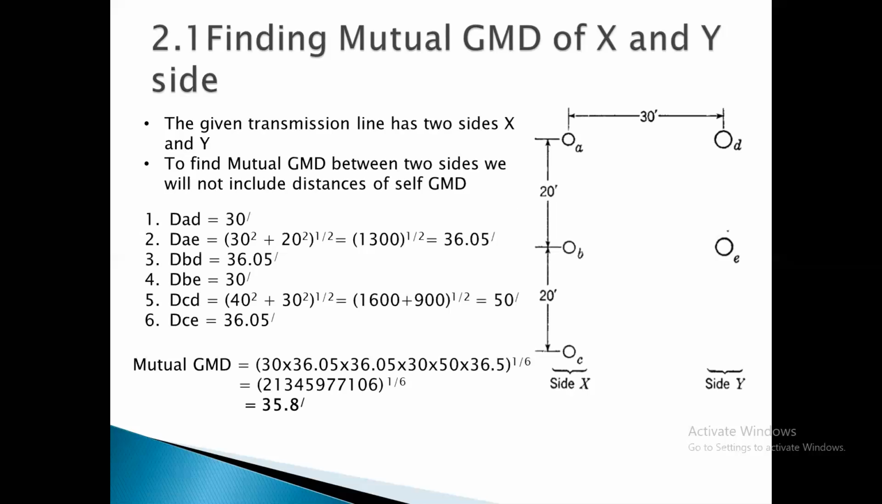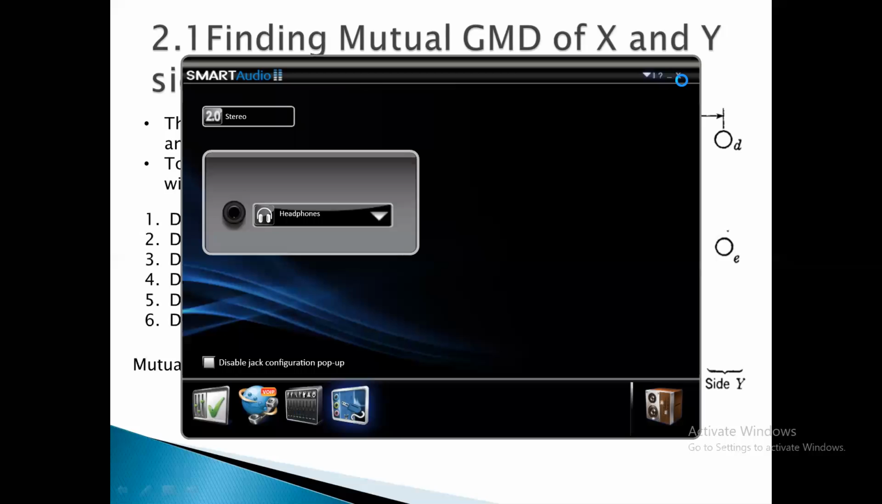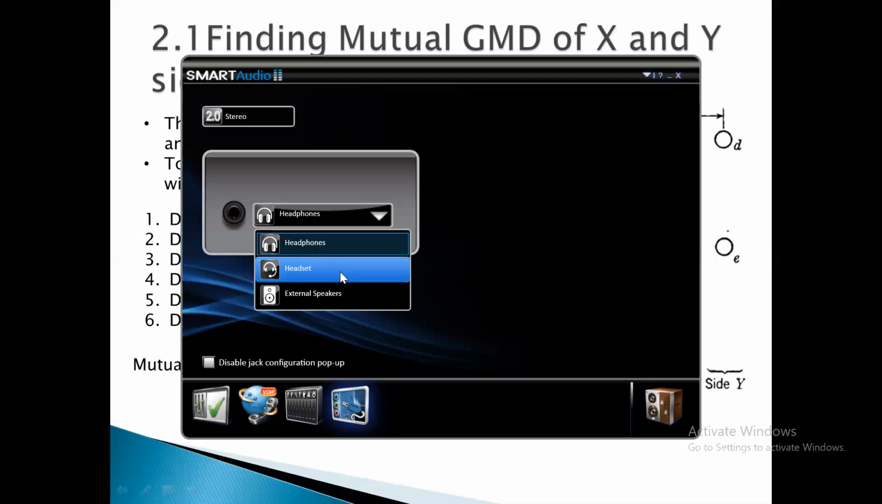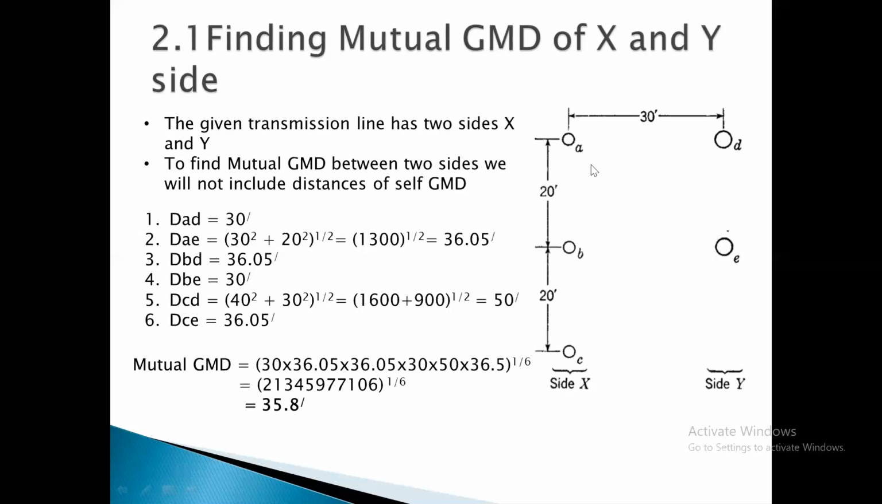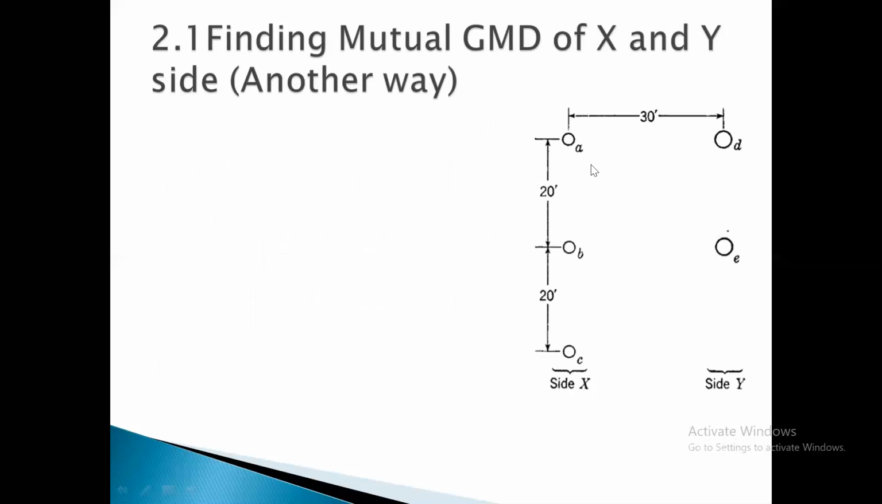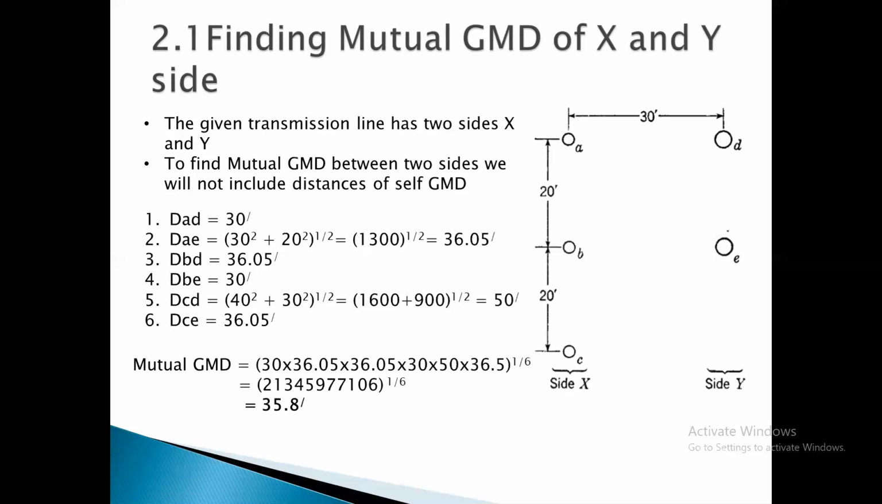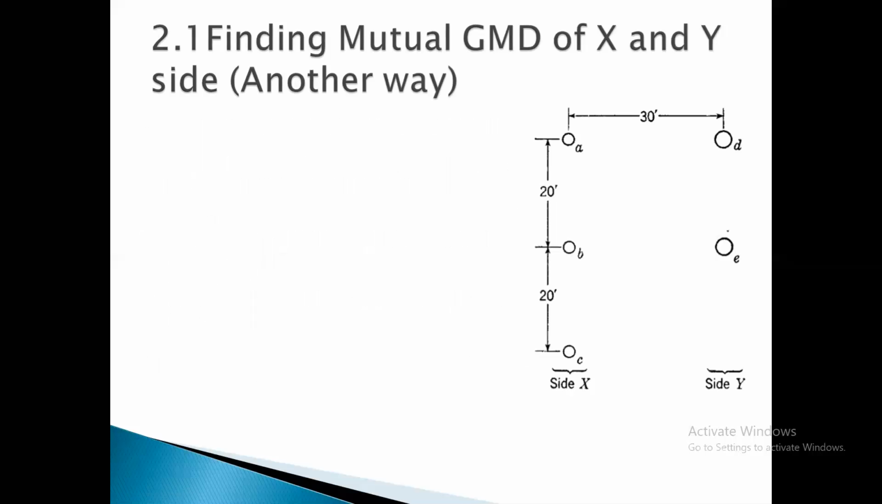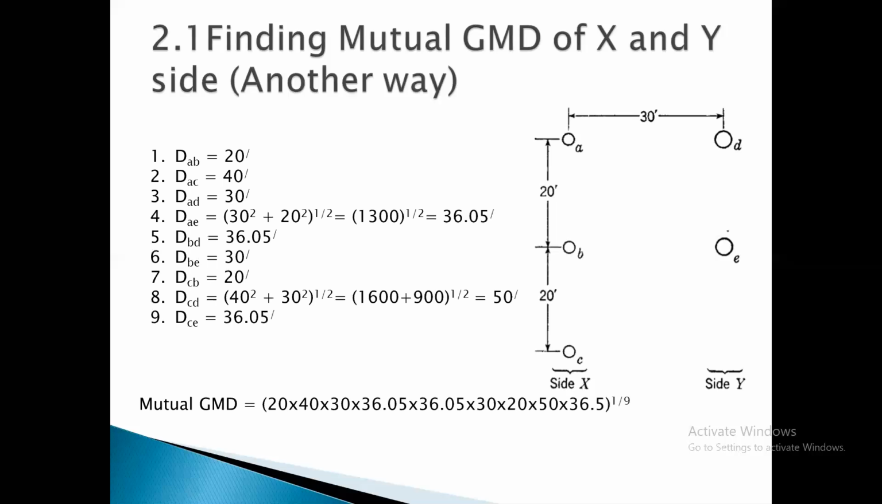So we move towards the second slide. There is another way through which we can find the mutual GMD. It is just for understanding, okay? You can just remember this method. It's enough for you. I just want you to understand it. If I calculate all the 9 distances, actually we have 9 distances over here. A to D, A to E, A to B, A to C. Then B to A, B to D, B to E, B to C. Then C to D, C to E, and C to B.